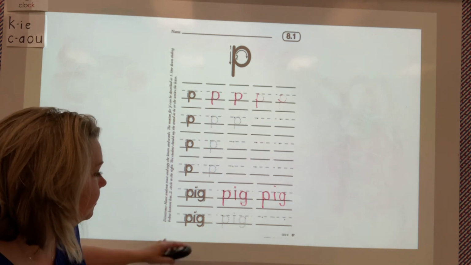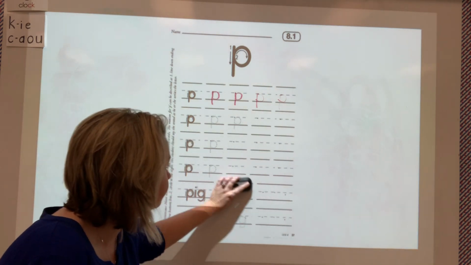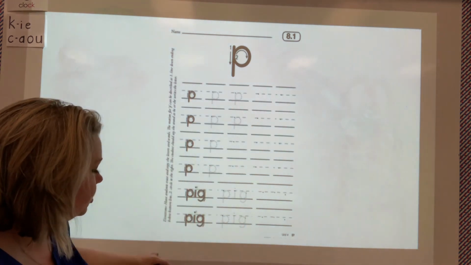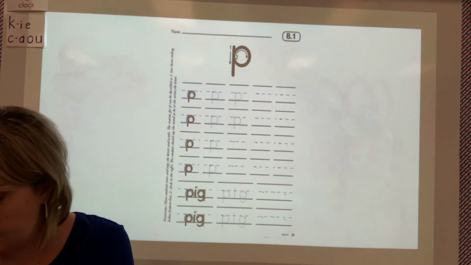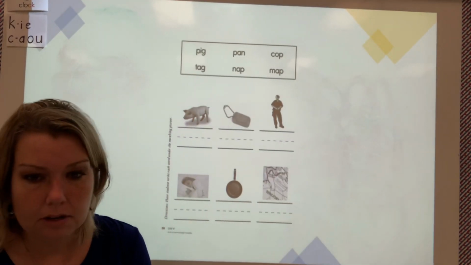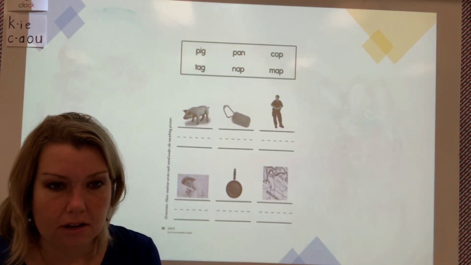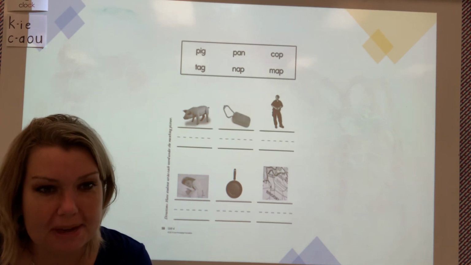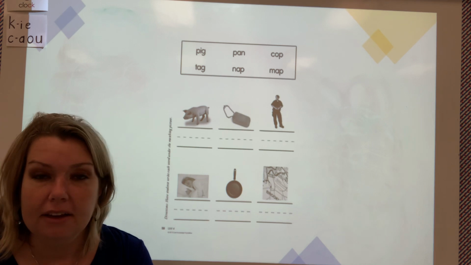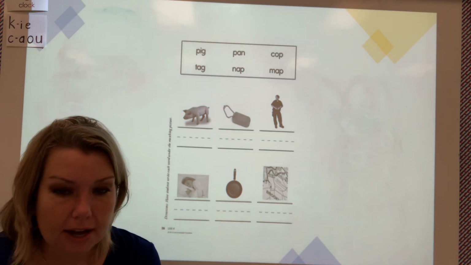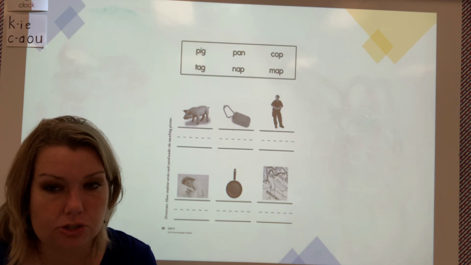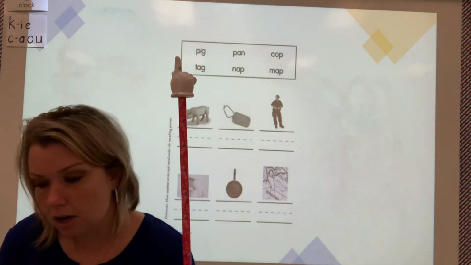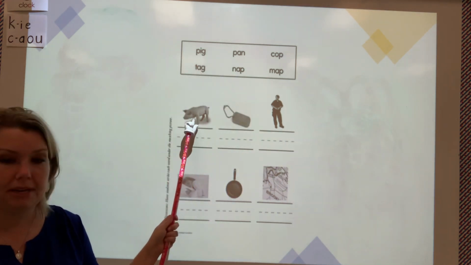Awesome, friends. I'm going to go ahead and erase my page and turn it to the back. On the back of our page, it's not a piggy bank, it's a word bank we have up at the top. Then we have several pictures. I want us to identify each of these pictures, so I'm going to call on you. This is your turn. Raise your hands and tell me, what is this picture?